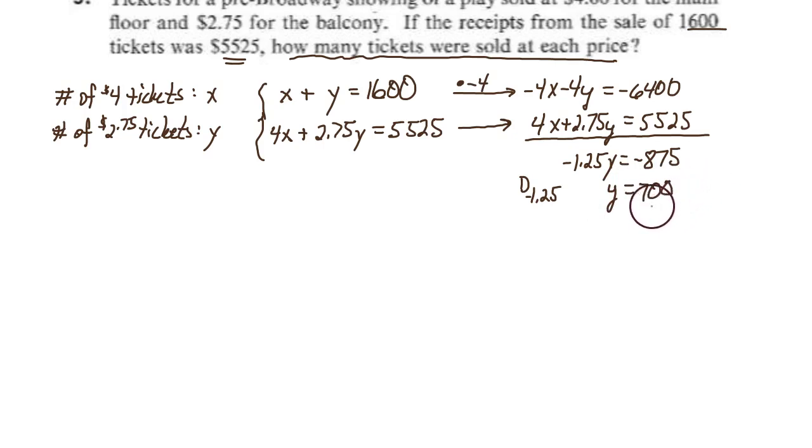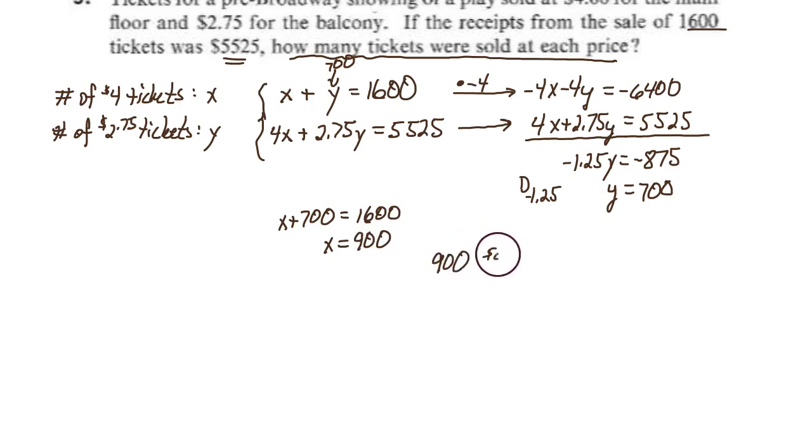To find the answer for x, let's substitute 700 in place of y. Which equation looks like the easier one to fill in the 700? The first one or the second one? I think it's the first one. Let's put 700 for y. We get x plus 700 is equal to 1,600. Subtract 700 from both sides and we get x equals 900. So the theater sold 900 of the $4 tickets, and they sold 700 of the $2.75 tickets.